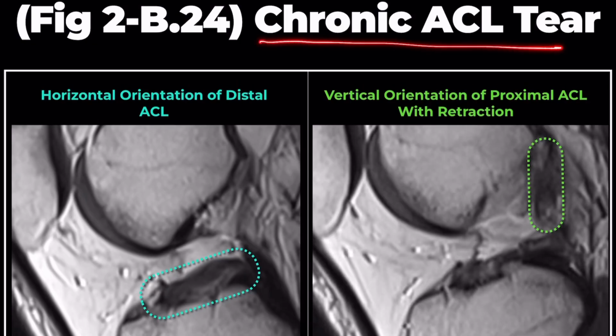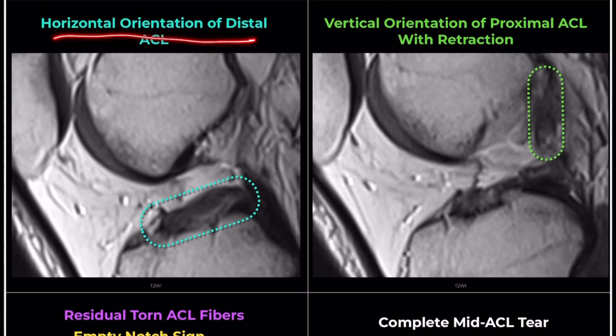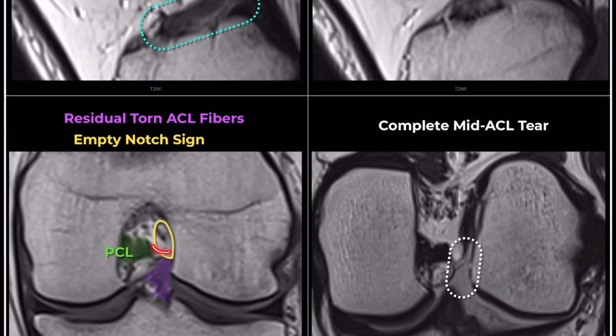Let's look at this case. On sagittal images, chronic ACL tear shows a horizontal orientation of the distal ACL stump and a more vertical orientation and retraction of the proximal attachment. The ACL is essentially absent on the corresponding coronal T1 weighted image, known as the empty notch sign. The distal aspect shows a horizontally oriented ACL fiber.